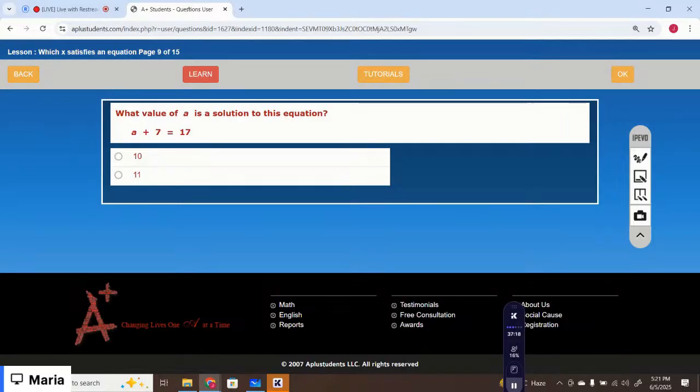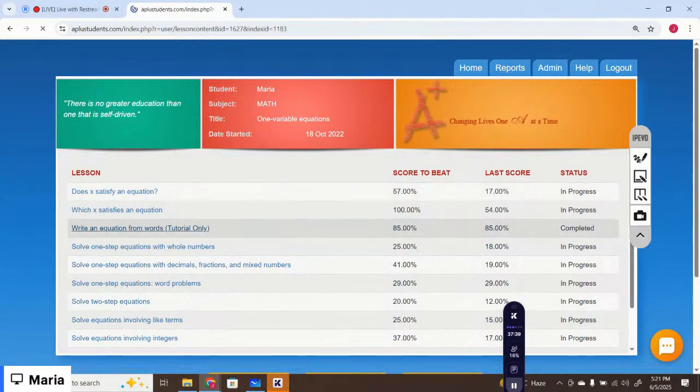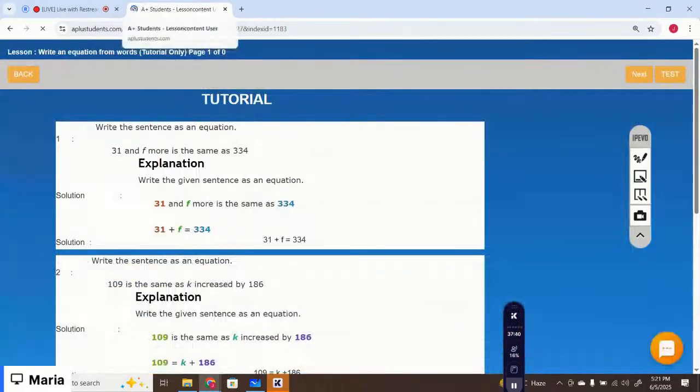Okay, you can complete the lesson by yourself today. Let me just move on to the next lesson. Write an equation from words. Let's just start with the lesson.